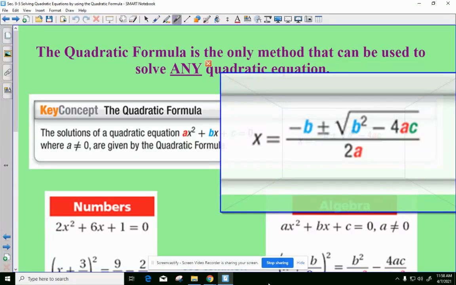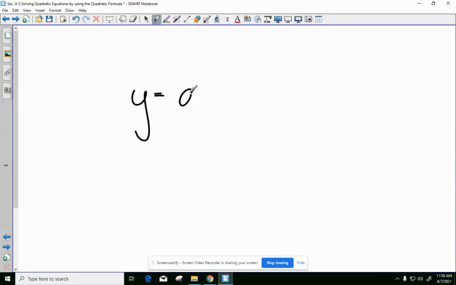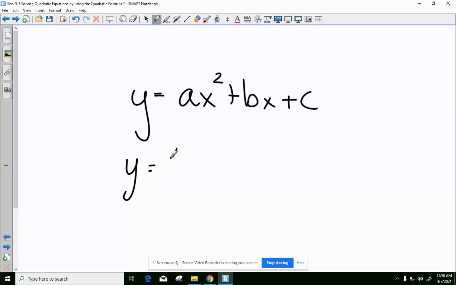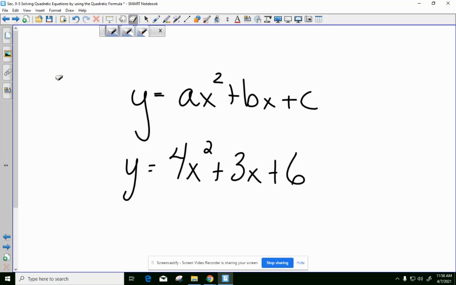We're going to practice it a couple times. I think you'll get the hang of it. Hopefully, we all can identify A's, B's, and C's out of a quadratic equation. Like if we took a general equation, y equals, it is of the form ax squared plus bx plus c. So if I had some equation, let's just say it was 4x squared plus 3x plus 6, the value of a is what? The value of a is 4, the value of b is 3, and the value of c is 6.